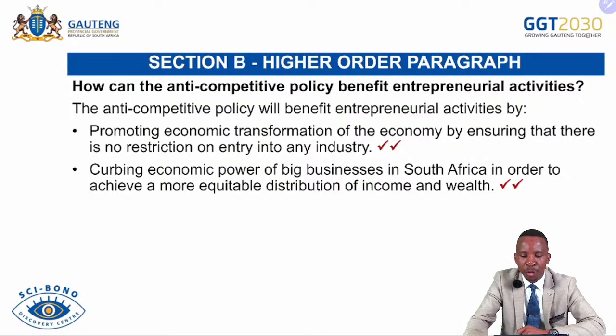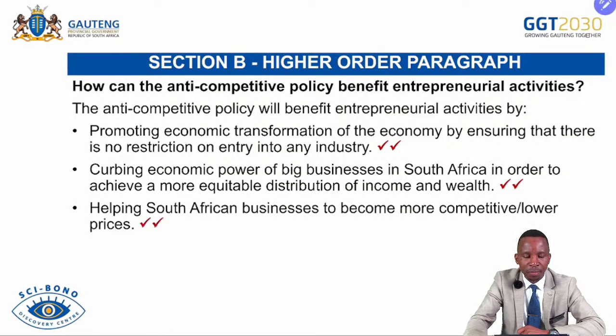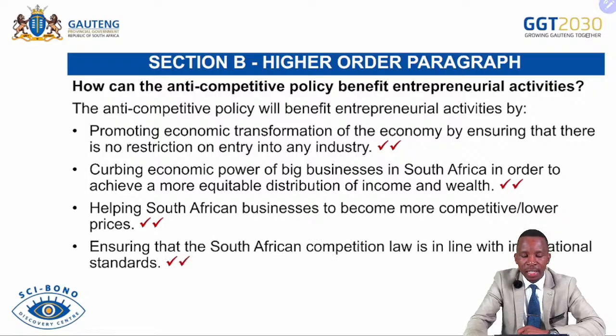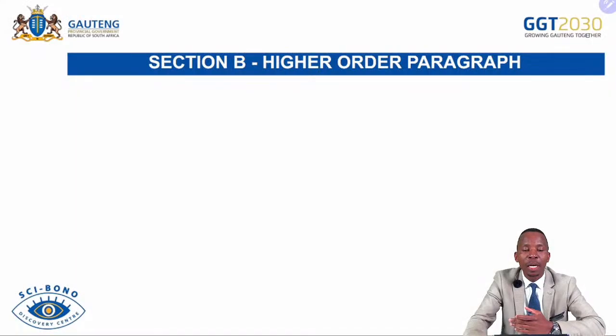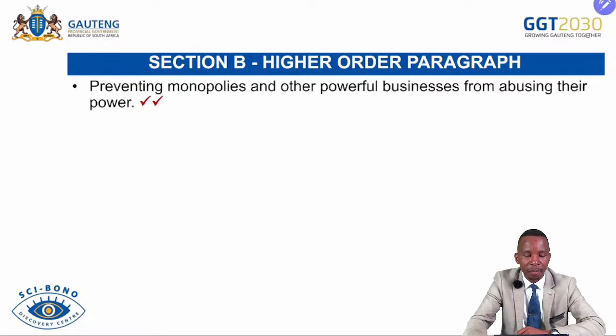more equitable distribution of income and wealth, helping South African businesses to become more competitive, selling at lower prices, ensuring that the South African competition law is in line with the international standards or international benchmark, so that our local business can be competitive in the global market. Preventing monopolies and other powerful businesses from abusing their power. That's when monopolies set higher prices and restrict the output in the market.